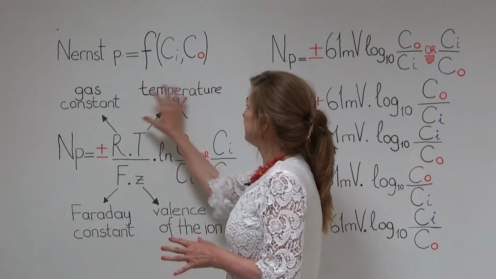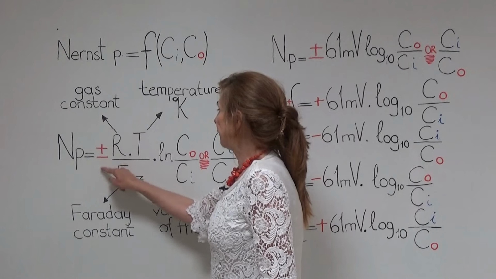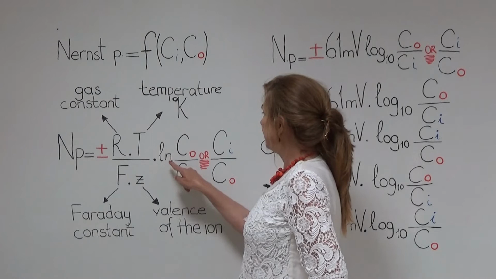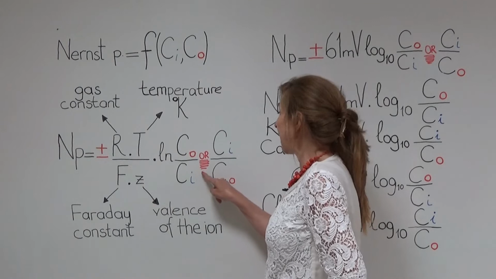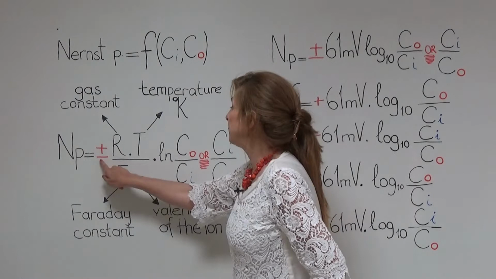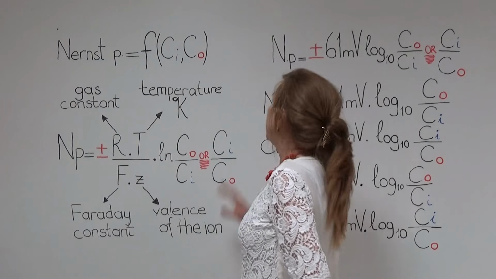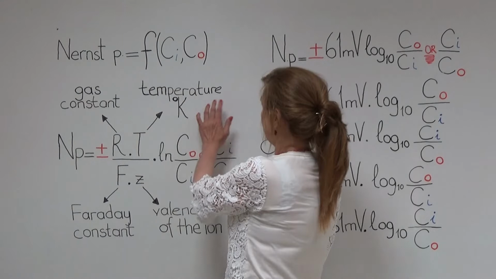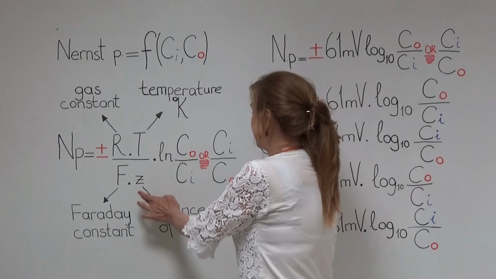What does it say? Plus minus, I will concentrate on this later on, RT over FZ multiplied by the logarithm of the ratio of the concentration outside over inside. In some books, you are going to see it's inside over outside. So it is possible to say both of them because we have a plus minus sign here, which I shall explain in this video. If we simplify this, R is the gas constant, T is the temperature in degrees Kelvin, F is the Faraday constant, and Z is the valence of the ion, and we know that for sodium, potassium, and chloride, it is 1.